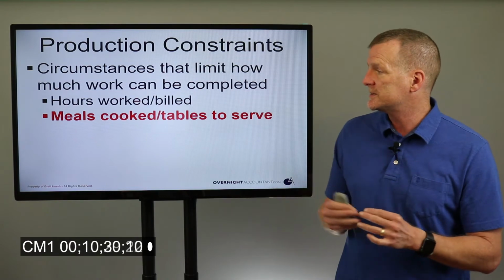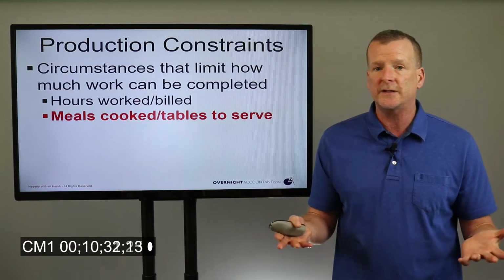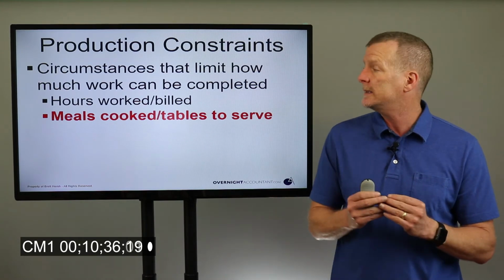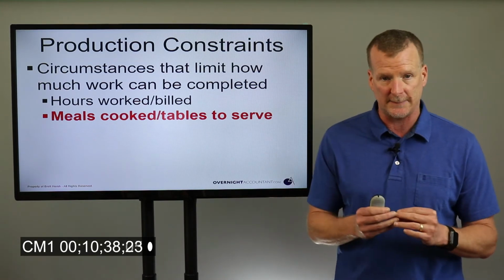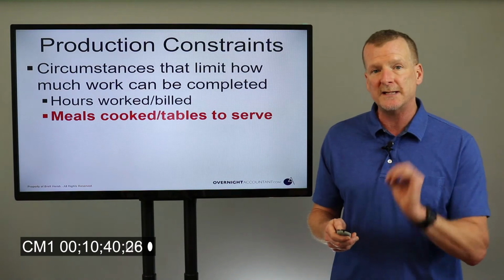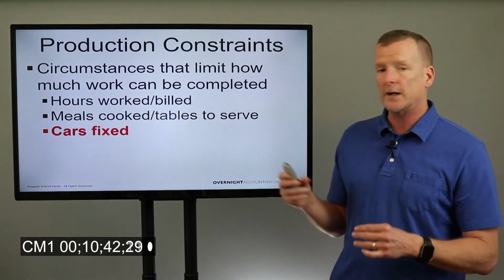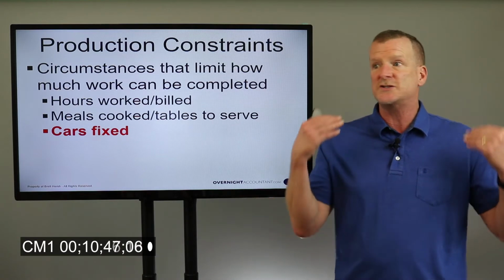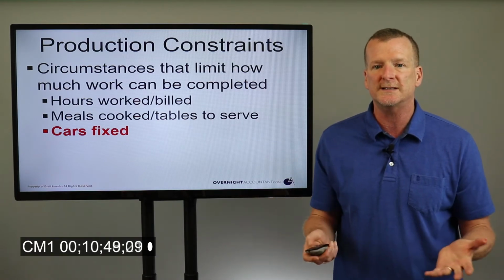If you're in the restaurant business, it's how many meals you can cook in a given period of time. You might be limited by the number of tables you're serving. You might be limited by the turnover of those tables in your restaurant. All these items can be a production constraint. If you're an automotive mechanic, you can only fix so many cars a day. If you're just doing oil changes, there's only so many you can do in a day.